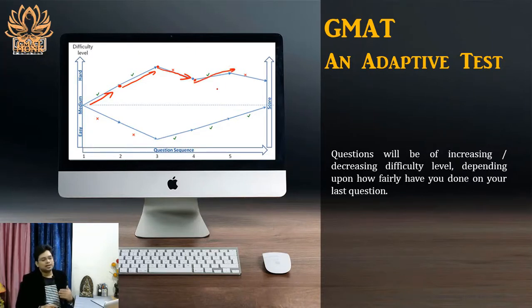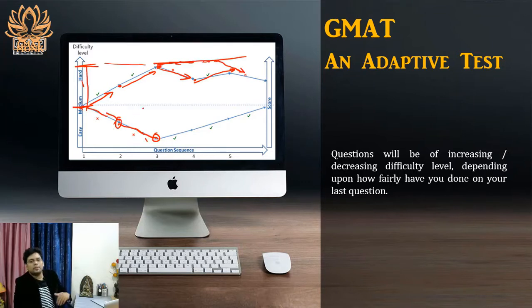This way it's an adaptive test, and the question level would vary depending upon how well you have done with your last question. If you answered the last question correctly, the next question would be a little more difficult, and if you made a mistake and answered it wrongly, then the next question would be easier. This will also impact your score, because if you are answering difficult questions correctly, you would get more score for that difficult question, and if you are answering easier questions correctly, there would not be that much weightage for that question.